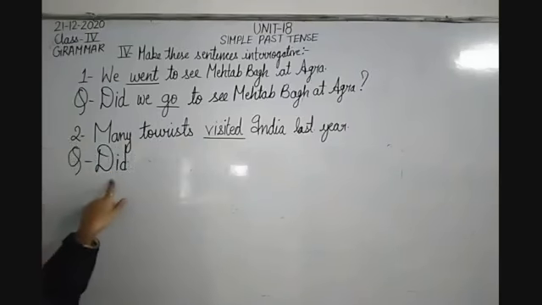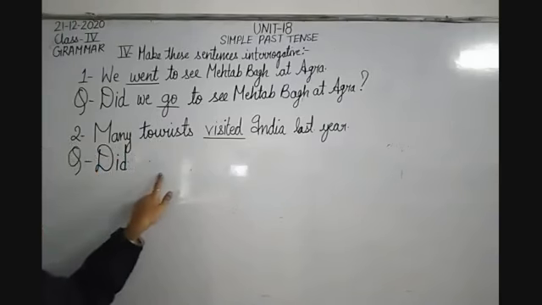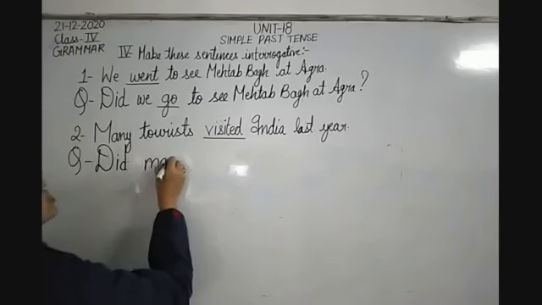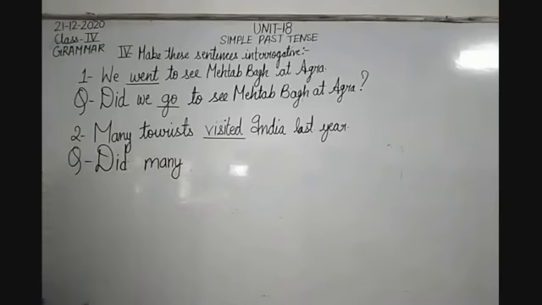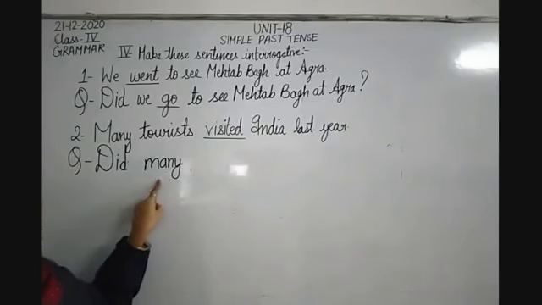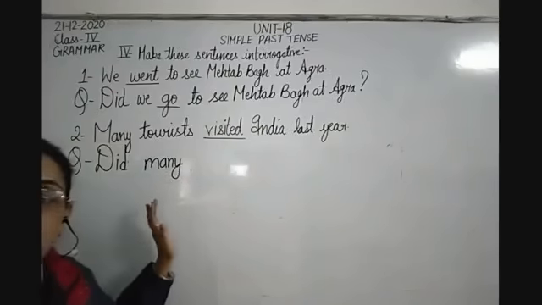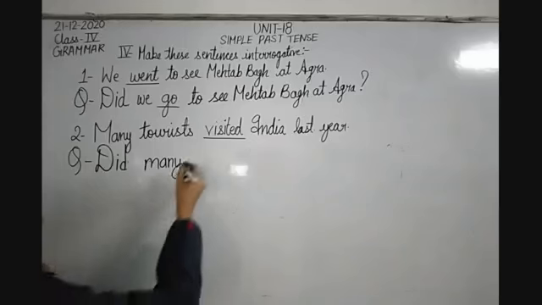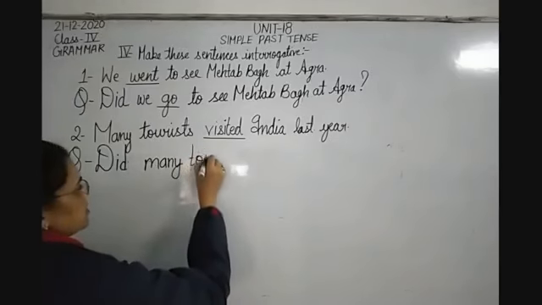Many, M is capital because here we were starting the sentence. Now here we are starting the question with did. So many's M will become small. This please remember. I have seen children writing capital M. कॉपी करने में कि बस जो ऊपर है उसी को कॉपी कर दो. उसके चक्कर में अगर आप यहाँ पे कैपिटल M लिखोगे तो आपका जो इंट्रोगेटिव सेंटेंस है that will be incorrect. So did, many's M with small, tourist.